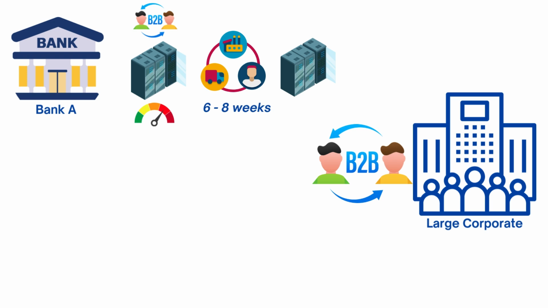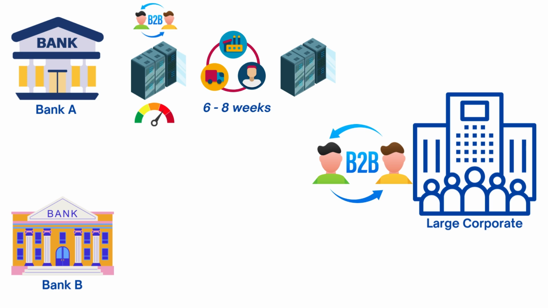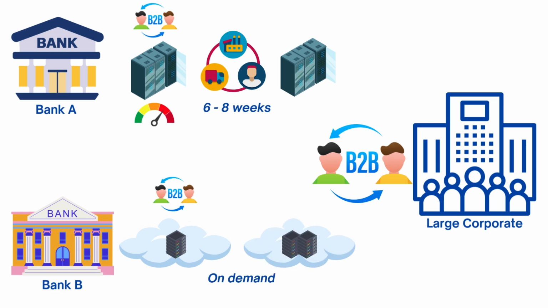Bank B, however, operates its B2B services in the cloud. With the flexibility of cloud infrastructure, Bank B can immediately scale up its resources by availing them from its cloud provider. This allows Bank B to provide the required services almost 2 months earlier than Bank A, giving them a significant competitive advantage. As a result, Bank B wins the deal because they can deliver the solution faster and more efficiently.